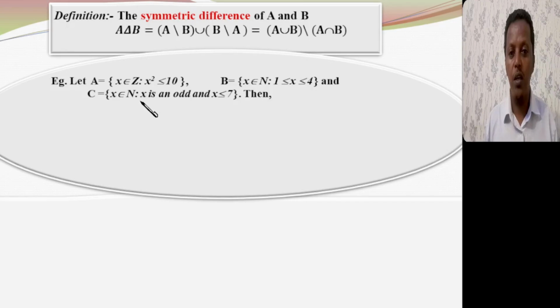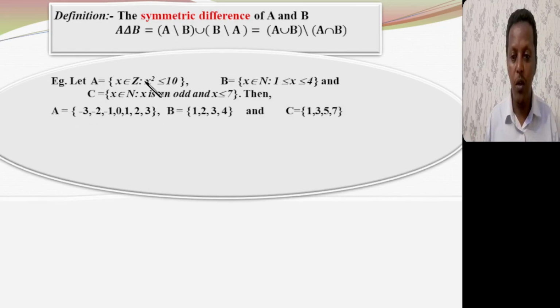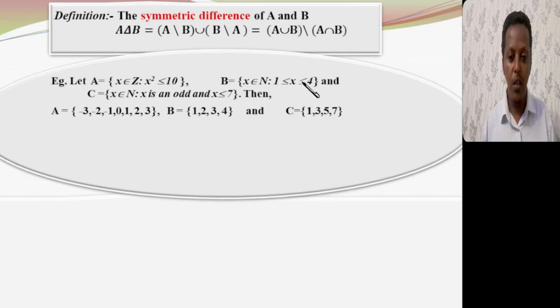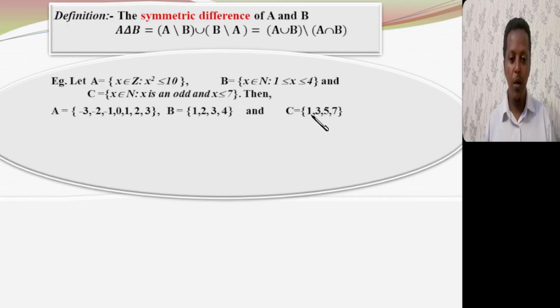So A, B, C are described based on what? Set builder method. So to understand the sets, let's list the elements of A, B, C using the roster method. A contains -3 up to 3, where the square is less than or equal to 10. And B contains natural numbers between 1 and 4, including 1 and 4. And C contains natural numbers which are odd, less than or equal to 7: 1, 3, 5, 7.